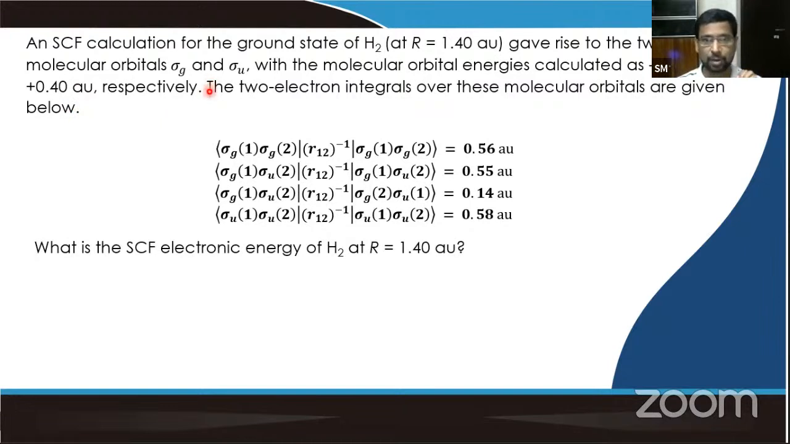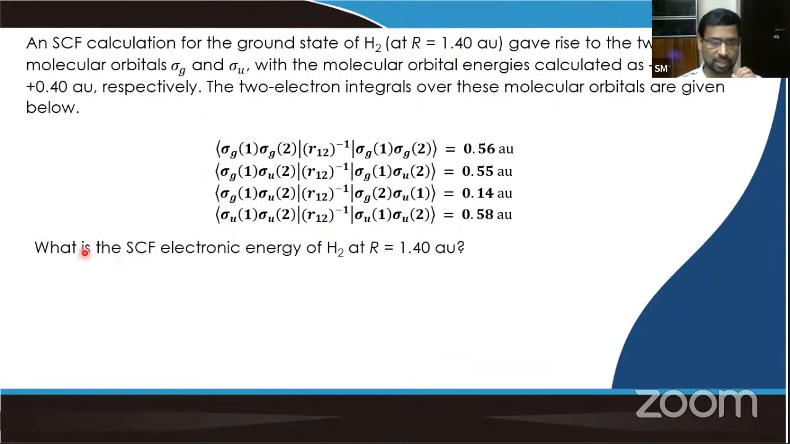On top of it, the problem also gives that the 2 electron integrals over these molecular orbitals are here. So what are these 2 electron integrals? You can see that the first line simply indicates the 2 electron integral where the bra and the ket are the same, so both the electrons occupy the bonding orbital. The second line says when 1 electron is in sigma g, and the second electron is in sigma u, and so on.